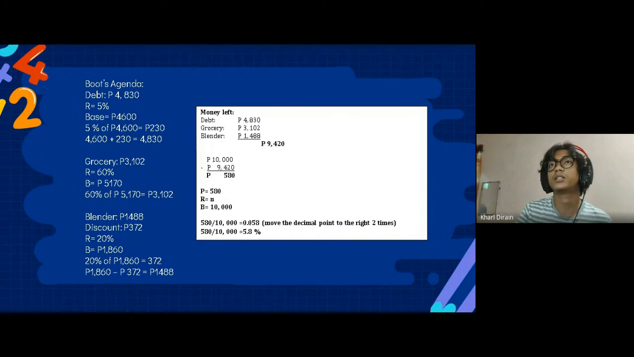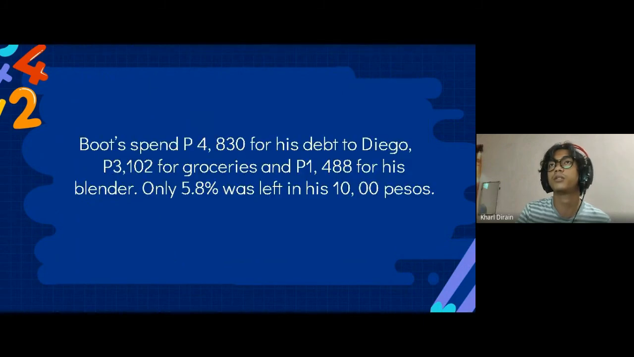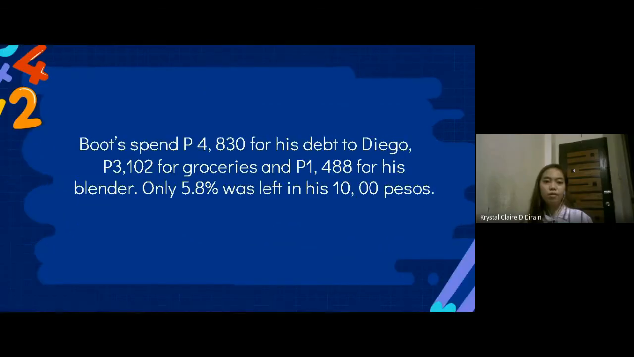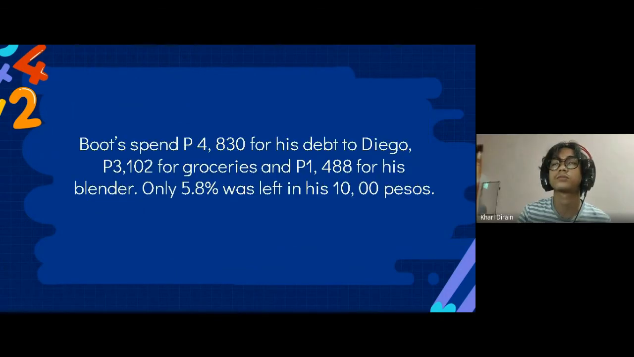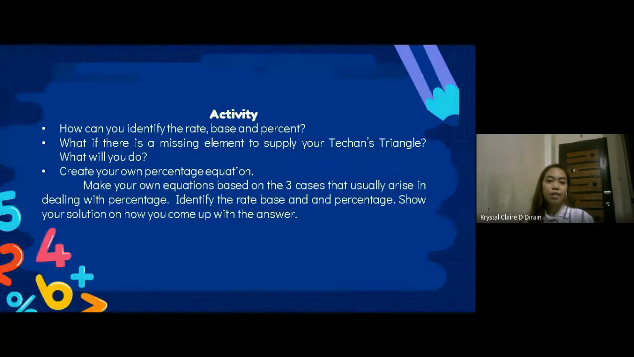Okay. So, ang answer po is Boots spent 4,830 for his debt to Diego and 3,102 for the grocery and 1,488 for his blender and only 5.8% left in his 10,000 pesos. Okay. So, very good. Your answers are correct. So, that's the end of our activity.